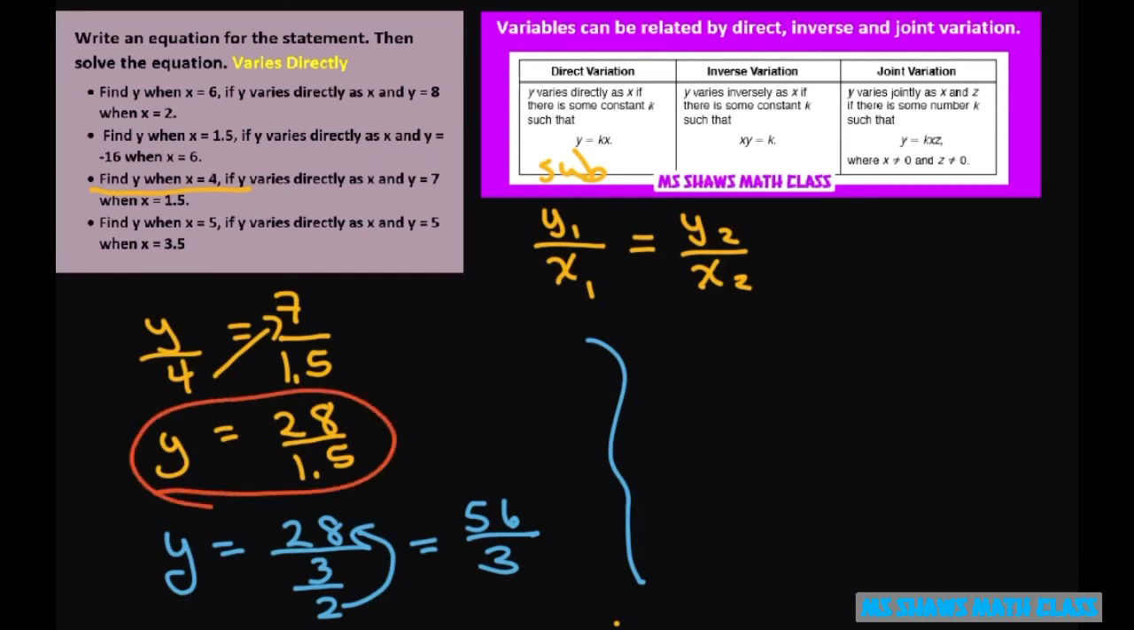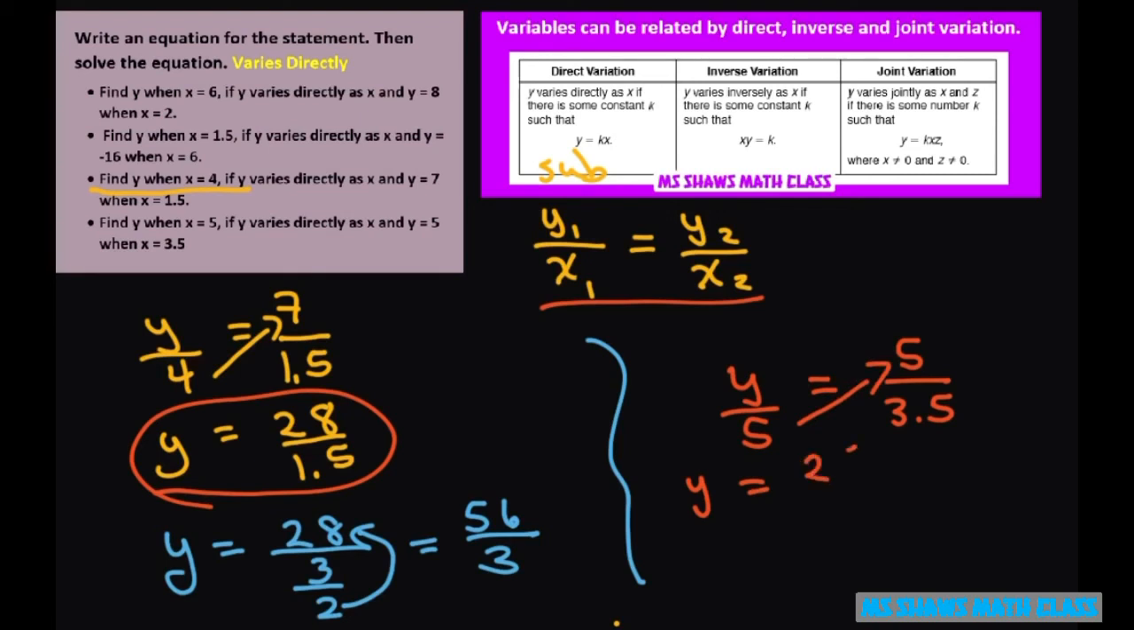All right, now let's do the next one. So we're using the same formula. Y is to 5 as 5 is to 3.5. So this means y equals, just cross up here, 25 to 3.5. Now 3.5 is going to be 3 1/2, which is 7/2. Again, just multiply those two, and you get this equals 50 divided by 2.